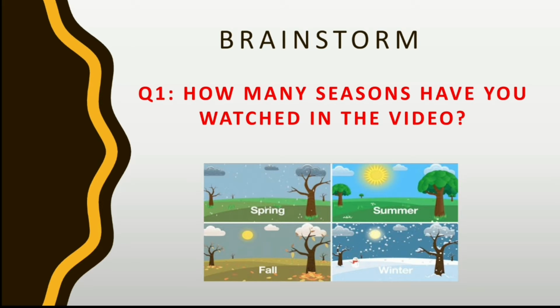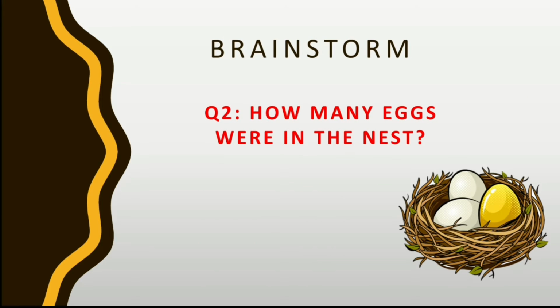And this question will help us obtain information from the child and make the student think about what they saw from the video, retrieve the information, and explore his ability to observe. And the second question will be, how many eggs were in the nest? This question will develop the child's ability to imagine and accurately retrieve the image that he has seen to answer the question.